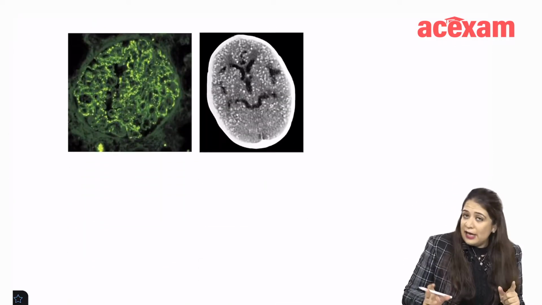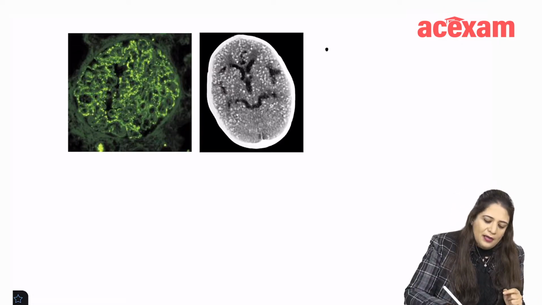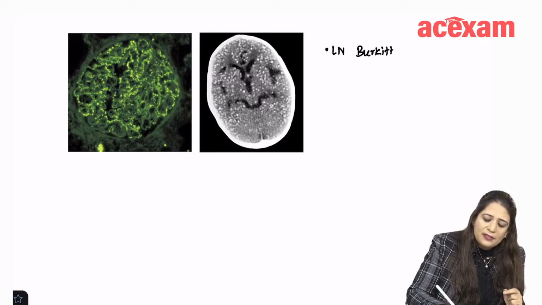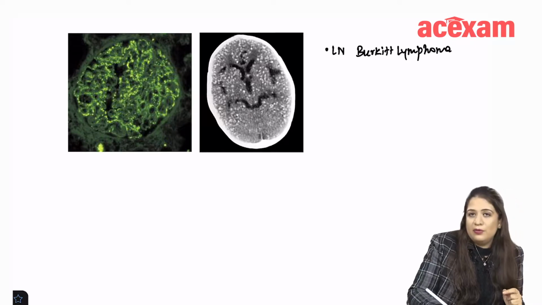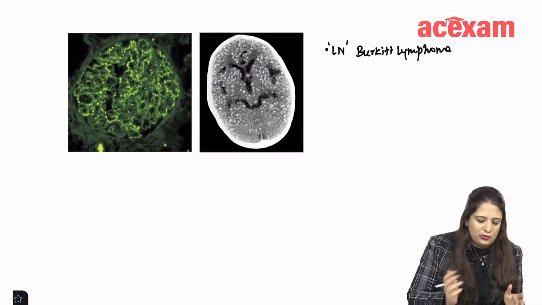So this starry sky appearance, like I was telling you, is not just confined to the lymph node in Burkitt's lymphoma. And you know what? This same Burkitt's lymphoma, if it is seen in the bone marrow biopsy, then it doesn't show this starry sky appearance. It's only in the lymph node that it tends to show this.